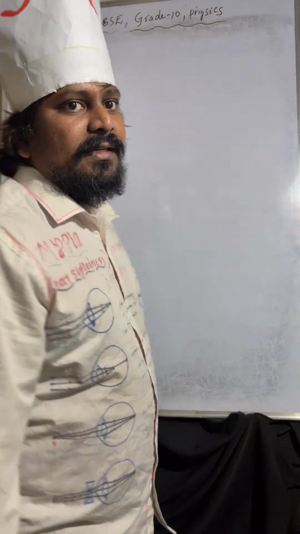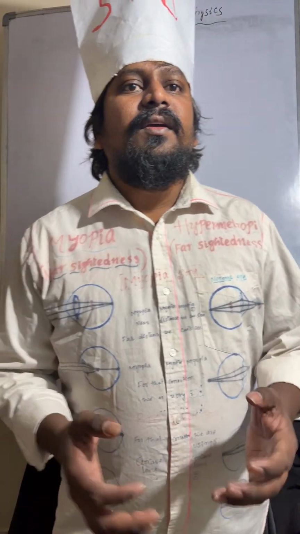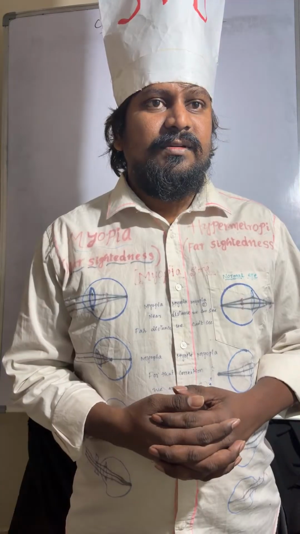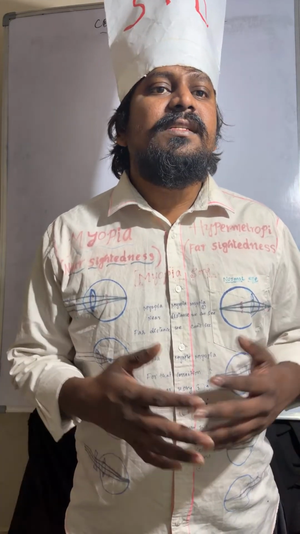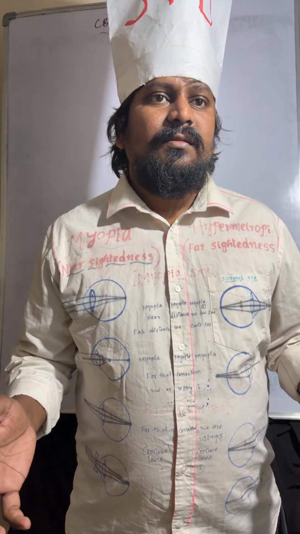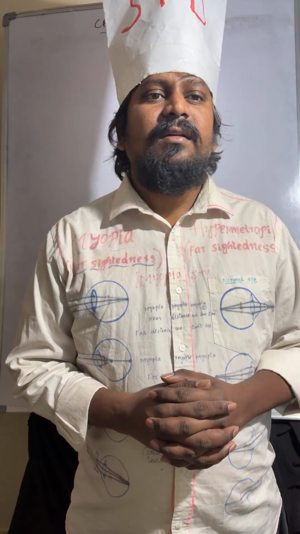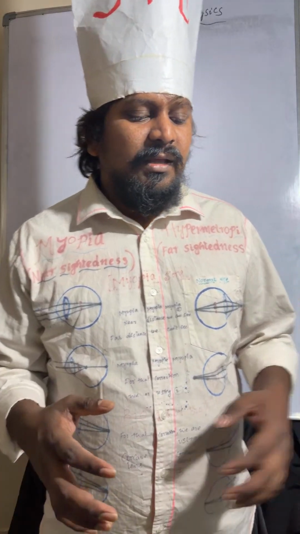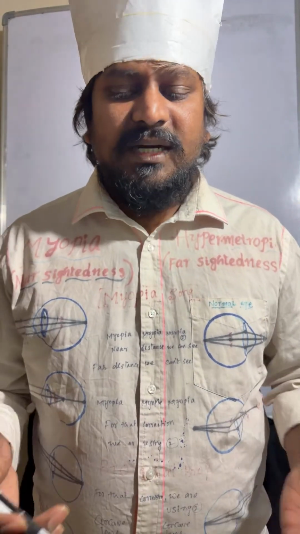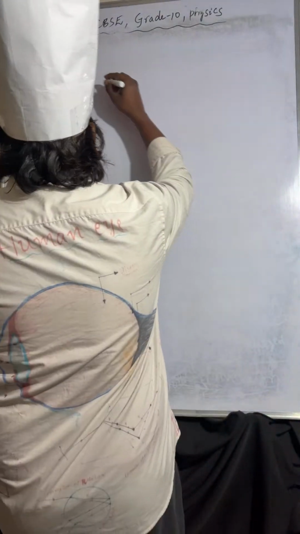This is your Sebastian. Today we are going to discuss the human eye and the colorful world. The human eye is the most sensitive organ in our body. So today we will discuss human eye parts and function. Okay, so let's start.